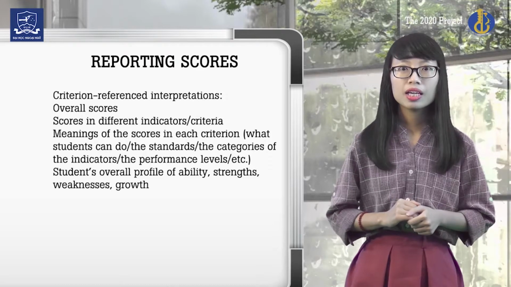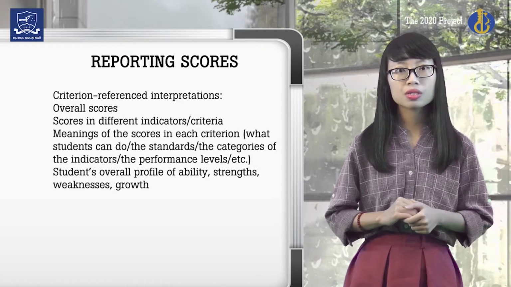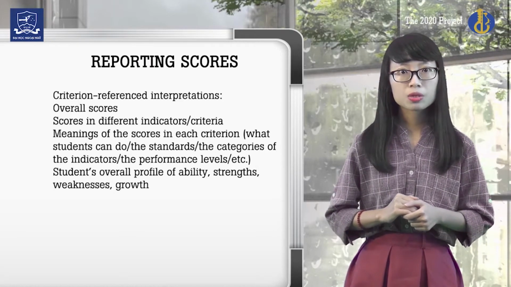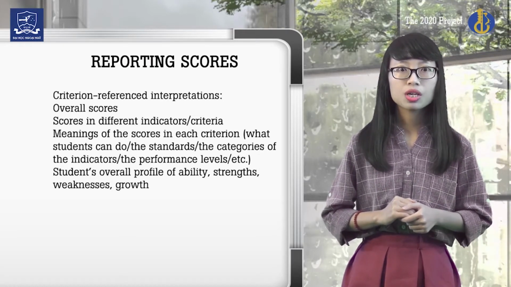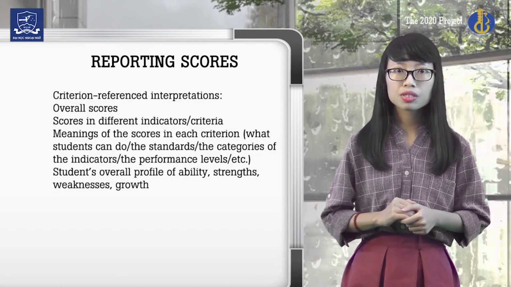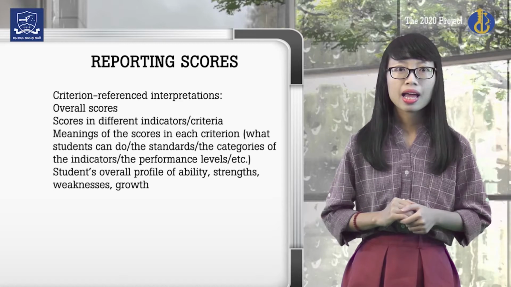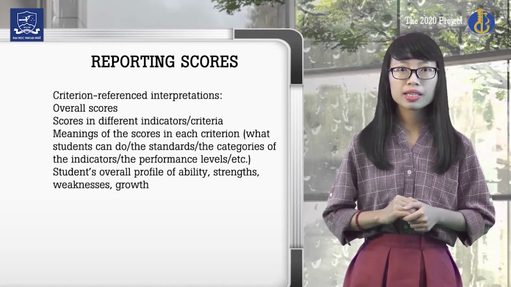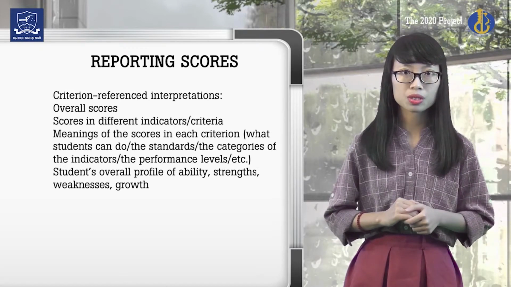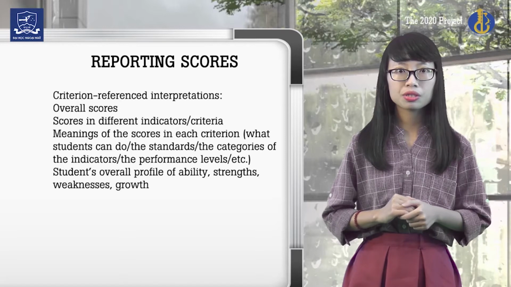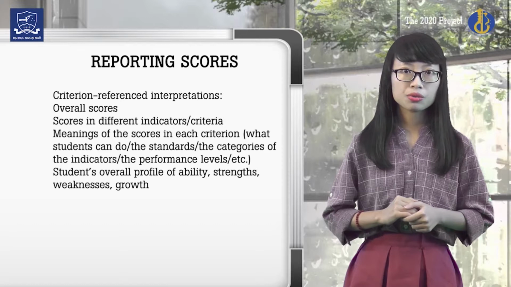in the slide. If you follow the criterion reference approach, you can report the students' overall score, the sub-scores in different criteria, the meanings of the scores in each, or teachers can report students' overall profile of ability, strengths, weaknesses, and growth. So basically, we have covered two frameworks of reference to interpret scores, which are norm-reference and criterion reference interpretation. Each fits well in certain situations.